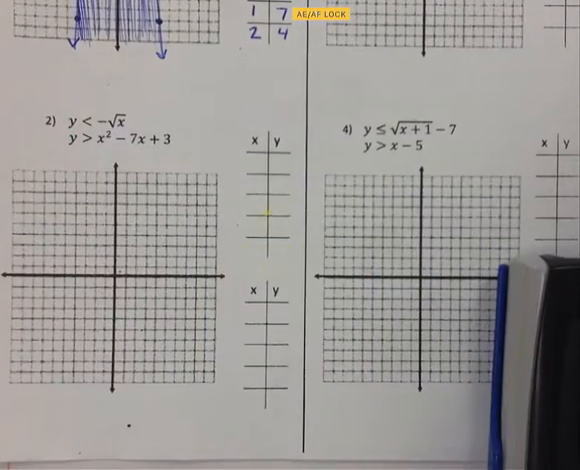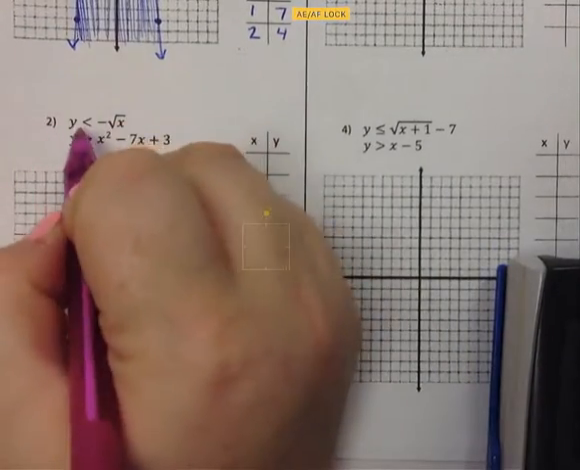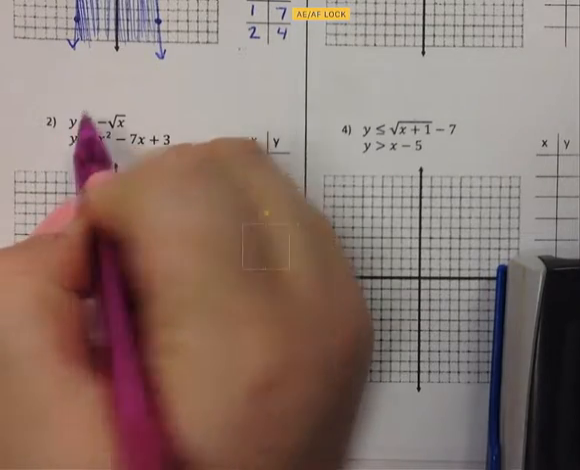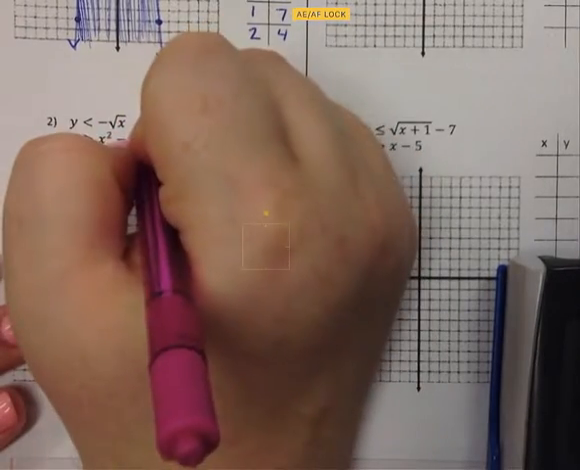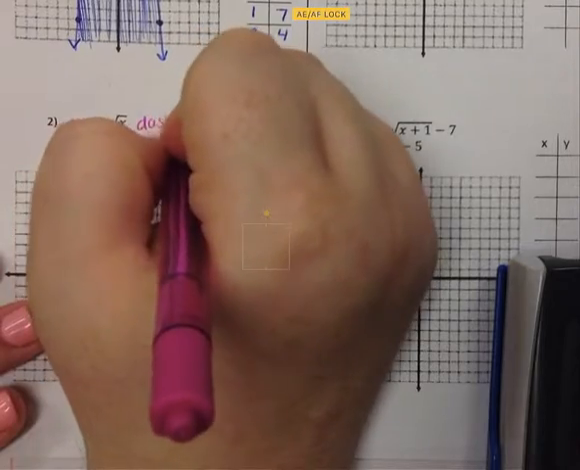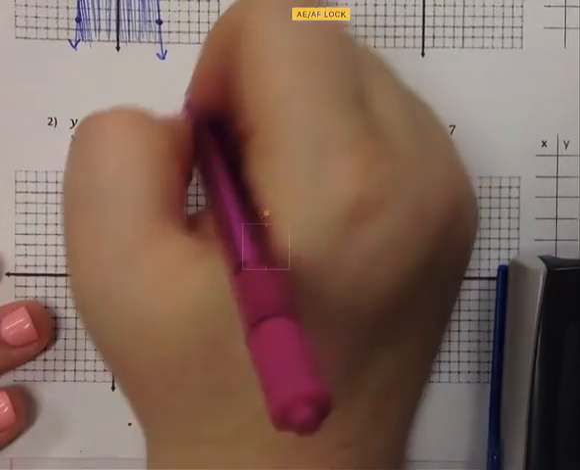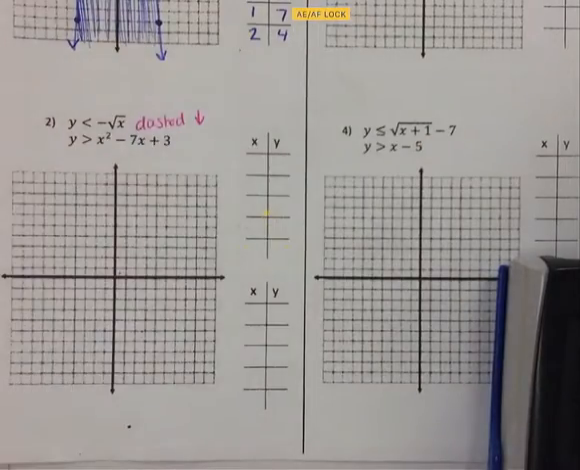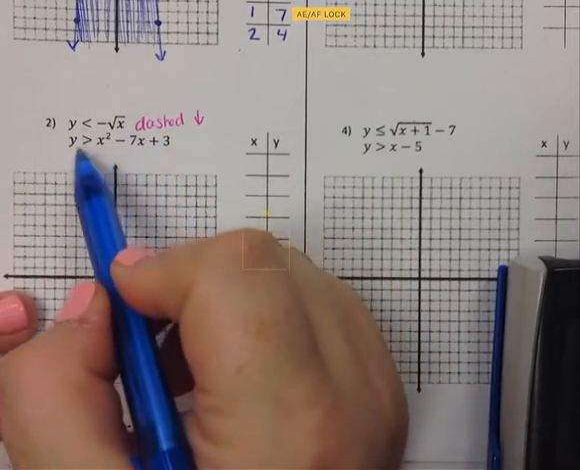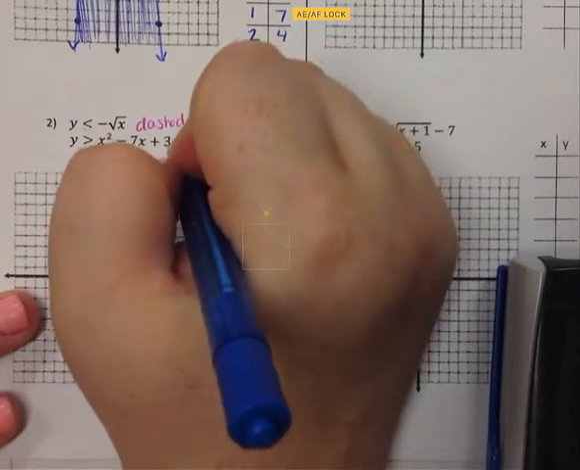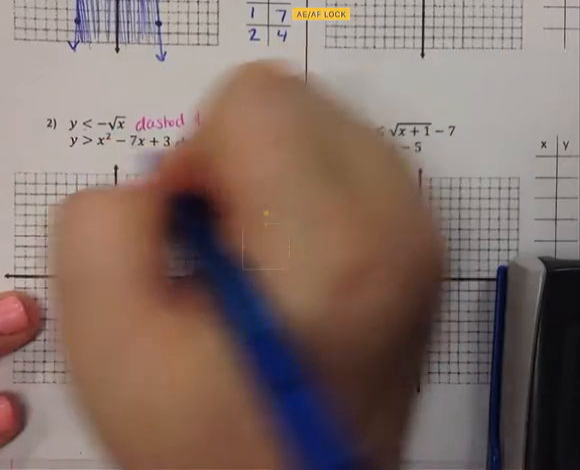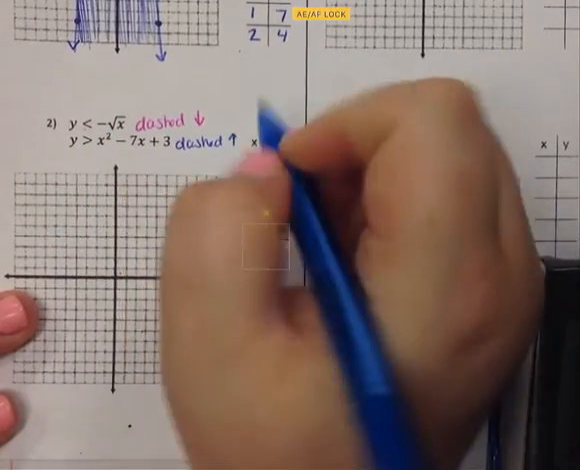It's in y format. So this is going to be a dash because it's just less than. This is a dashed graph. But it does say less than, so I will shade down. And then for the dark blue, this is also going to be a dashed parabola. But it says greater than, so it will be shading up.